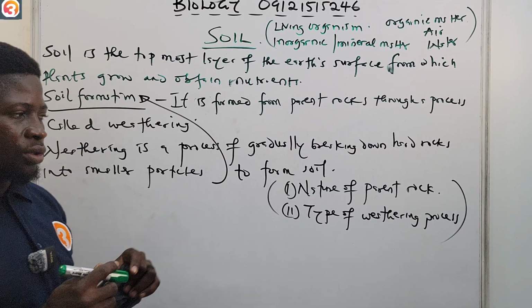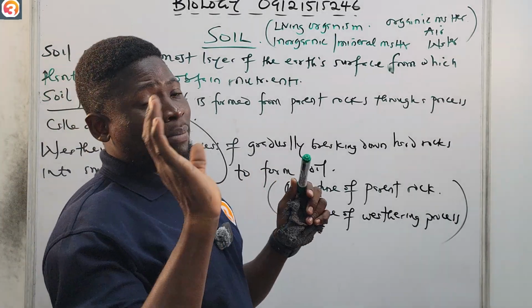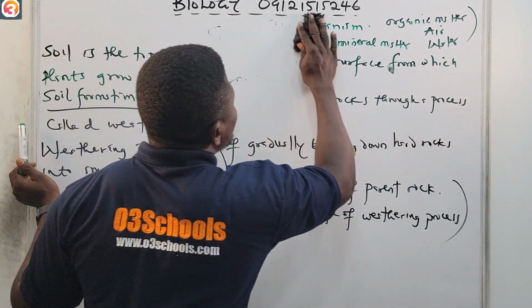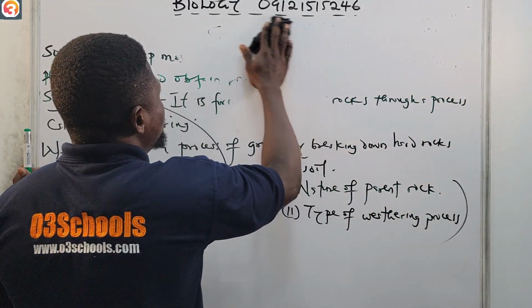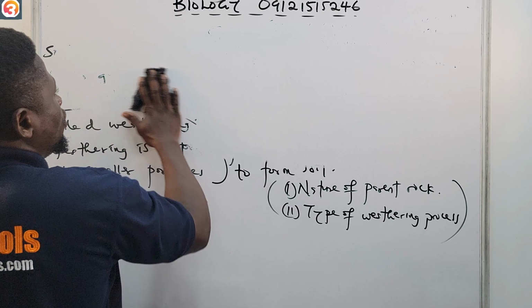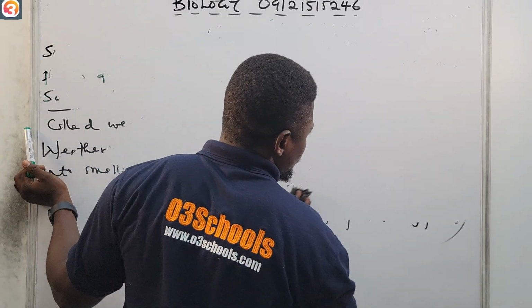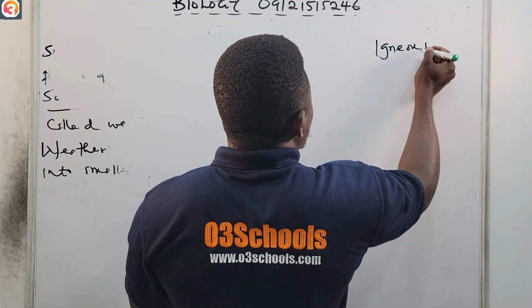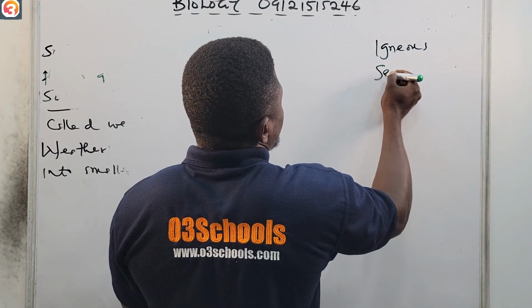Now, although there are different types of parent rocks, three major forms occur, and those are the igneous rock that you know, the sedimentary rock, and the metamorphic rocks. So we have the igneous rock, and we have the sedimentary.